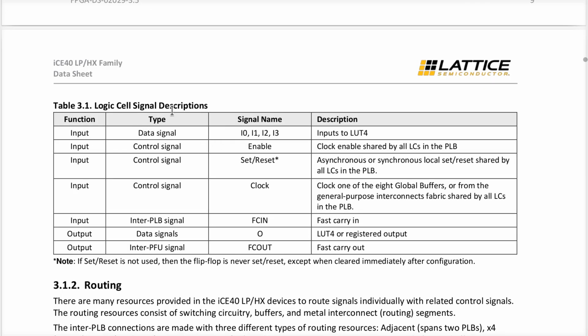here's a logic cell description. If I want to, I could manually create a LUT4 module, and I would have these signals called I0, I1, I2, I3, an enable, a set, and a reset, and so on. These signals, these wires would be going into and out of that module if I wanted to work at that level. Nobody does. This is just ludicrous. Don't do this.